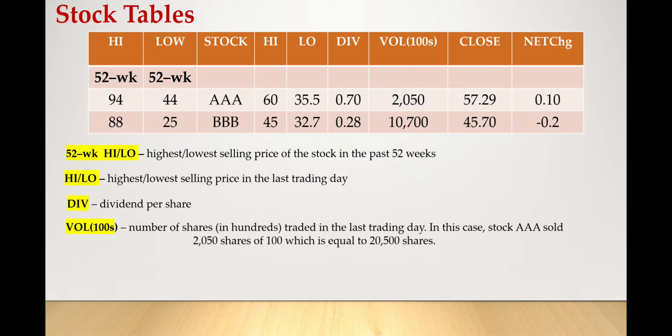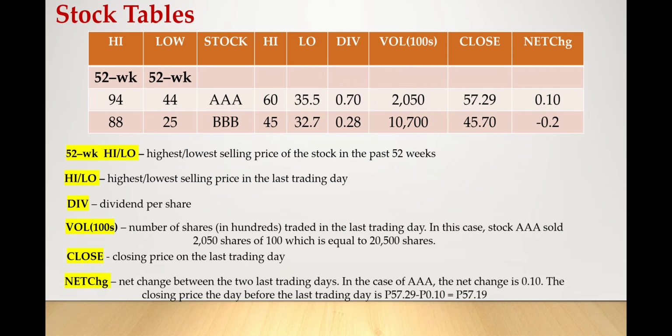trading day. In this case, stock AAA sold 2,050 shares of 100, which is equal to 20,500 shares. And close means closing price on the last trading day. And net change means net change between the two last trading days. In this case of AAA, the net change is 0.10. The closing price the day before the last trading day is 57.29 less 0.10, so that is 57 pesos and 19 centavos.